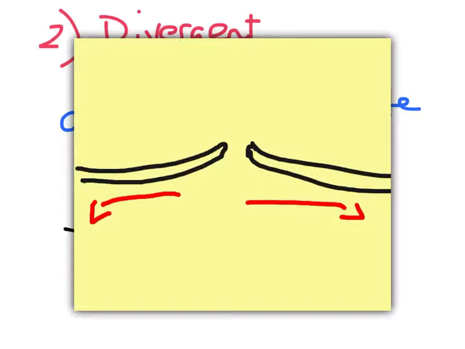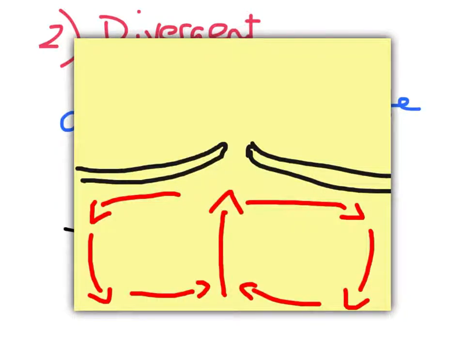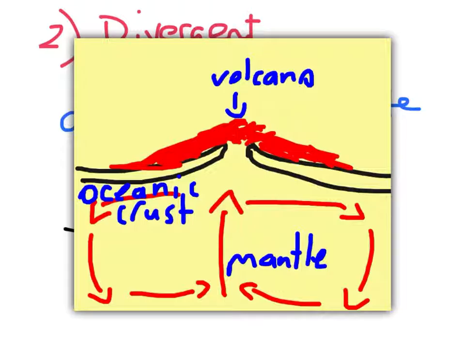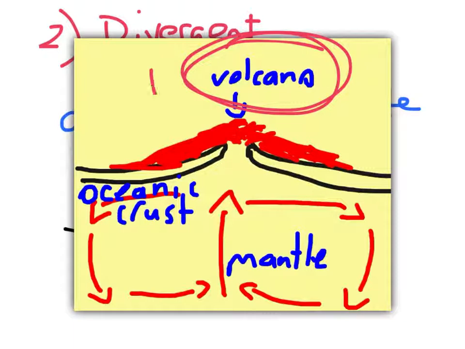And again, here we have an animation courtesy of Mr. Nori. Shows the convection currents coming up, an eruption, and it spreads out on both sides. So in case you missed that, this is definitely a volcano. A volcano happens at a divergent boundary.